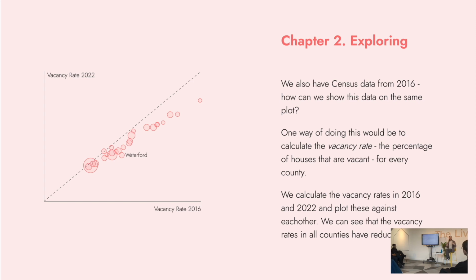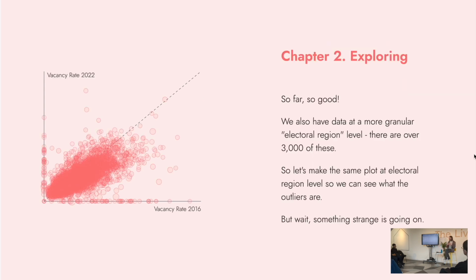What we can do is the same thing at the electoral divisions level, so we can start seeing which electoral division, probably a more rural one, has the highest vacancy. So we do the exact same plot of vacancy rates for the 3,000 more granular data.